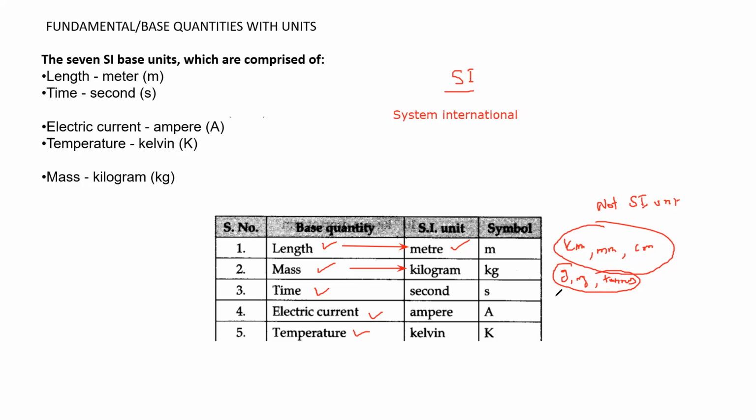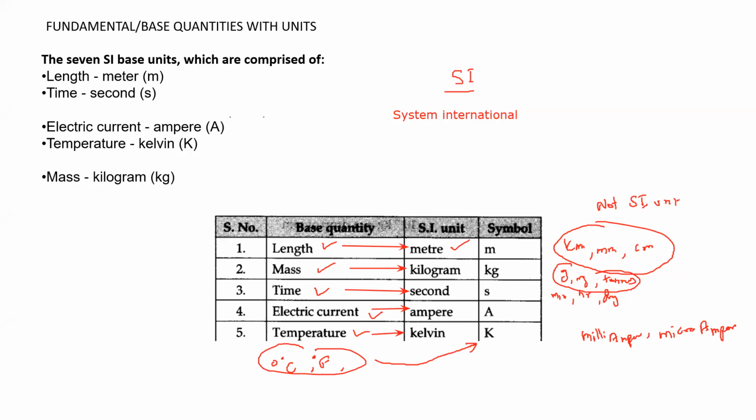Same thing with time. Time can be in minutes, hours, days, weeks, years. But you always have to convert the time into seconds. Same thing with electric current: it can be milliampere or microampere. How to convert the units, that we will discuss. But if it is given in milliampere or microampere, you always have to convert the current into ampere. And temperature: the units can be degree centigrade or Fahrenheit, but you always have to convert into Kelvin.